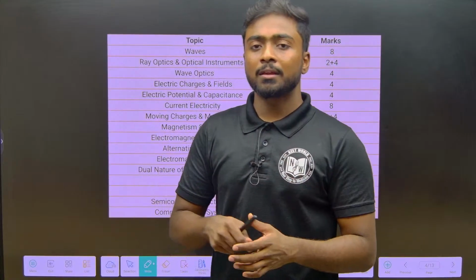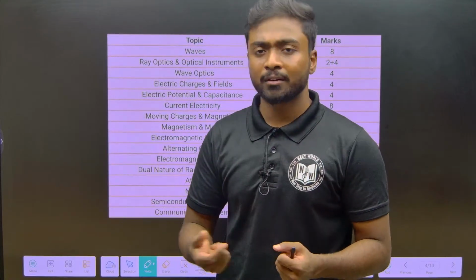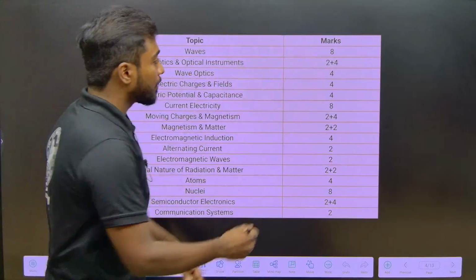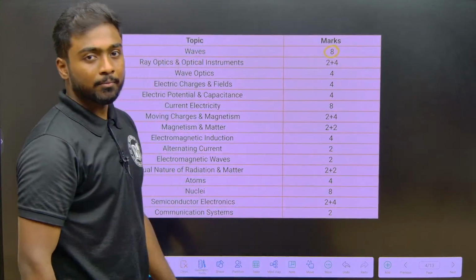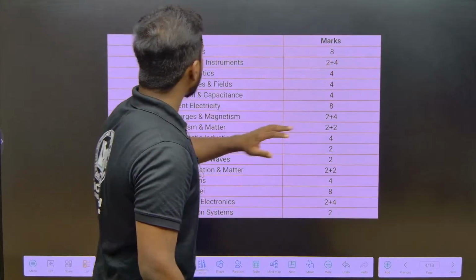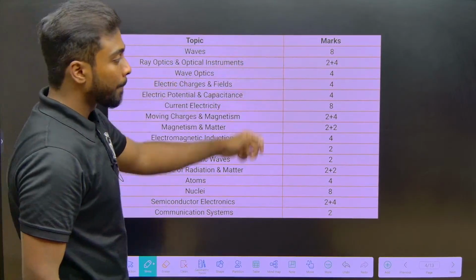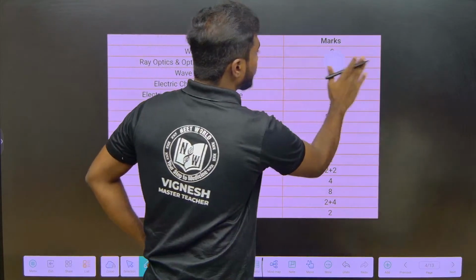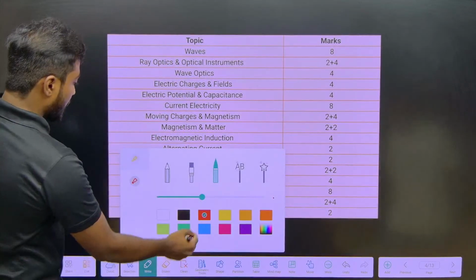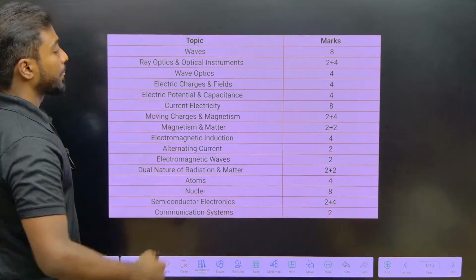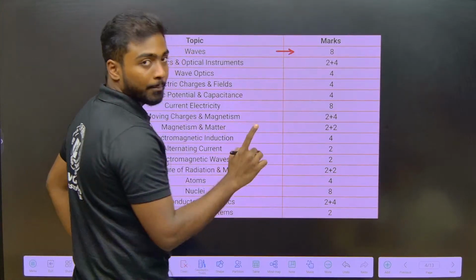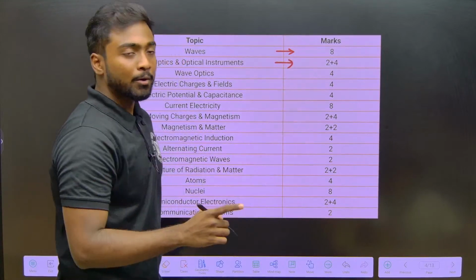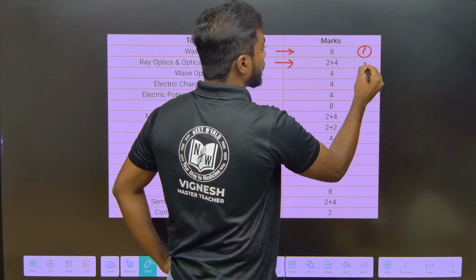Whatever question they are asking, the pattern can also be anything, very short answer or long answer. So in waves, particularly they are going to ask you an 8 mark question. In ray optics and optical instruments, it is 2 plus 4: one 2 mark question and one 4 mark question. Let me keep it in red color so that you can see. So wave optics is one 8 mark question, and ray optics and optical instruments is one 2 mark question and one 4 mark question. So one question here, two questions here.